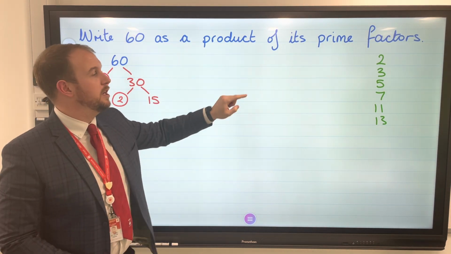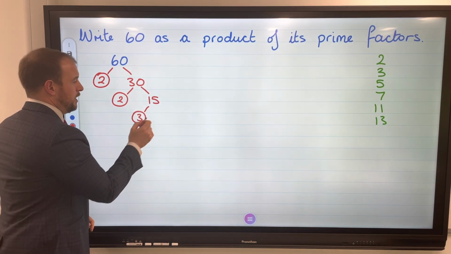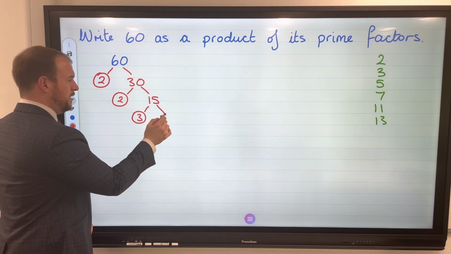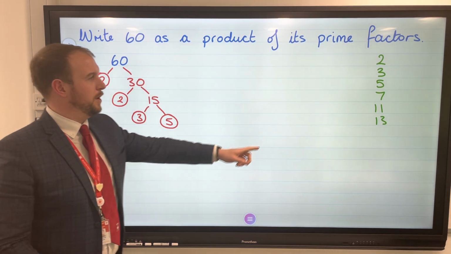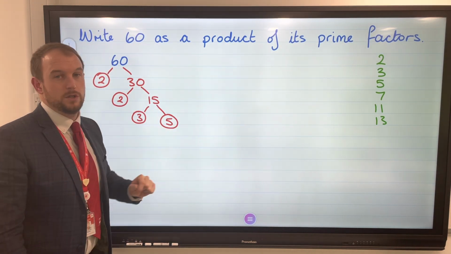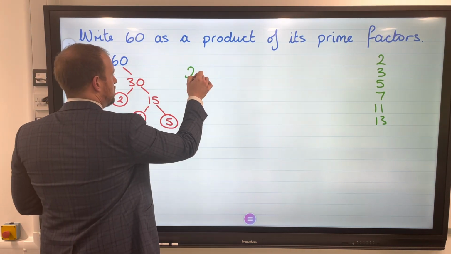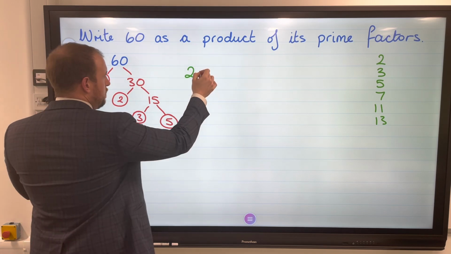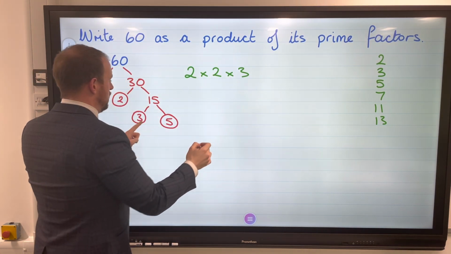Let's try 3. Does 3 go into 15? Yes, it does. Circle it. How many times does 3 go into 15? 5. And then I'm going to circle 5 because it's a prime number. I stop there because I've got myself to a prime number at the end. Then I have to write them out. 2 times 2 times 3 times 5.